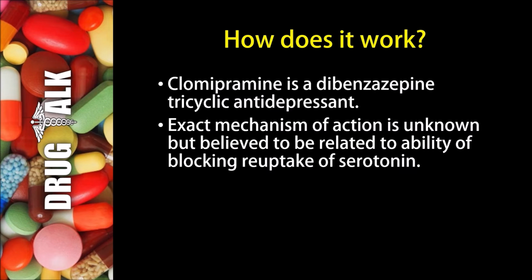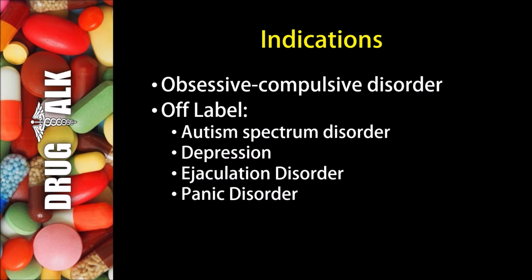So how does clomipramine work? Clomipramine is a dibenzazepine tricyclic antidepressant. The exact mechanism of action is not completely known, but it's believed to be related to its ability of blocking the reuptake of serotonin. In terms of indications or reasons you would prescribe this medication to a patient, the on-label indication would be in obsessive compulsive disorder, and there's also some off-label indications as well, such as autism spectrum disorder, depression, ejaculation disorder, or panic disorder.